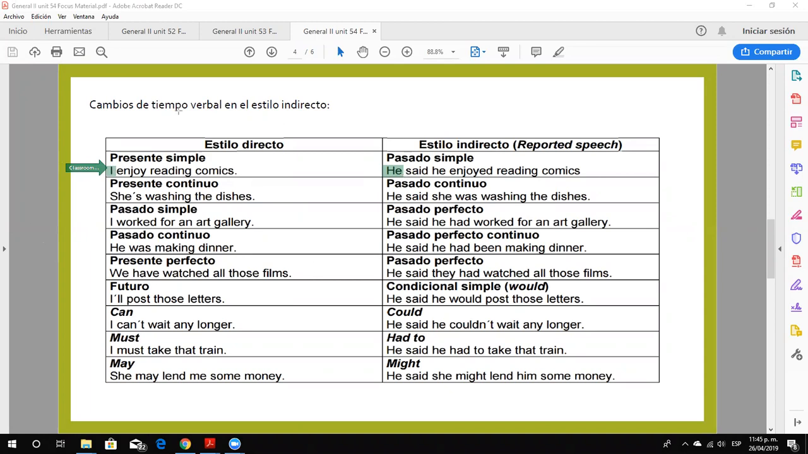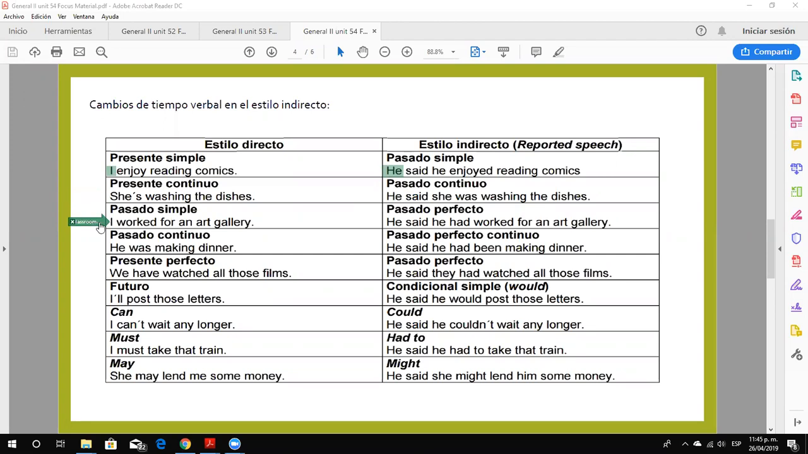Okay, in the next one, present continuous: "She's washing the dishes." Past continuous: "He said she was washing the dishes." Here we are not going to change the subject because we are talking about somebody else.